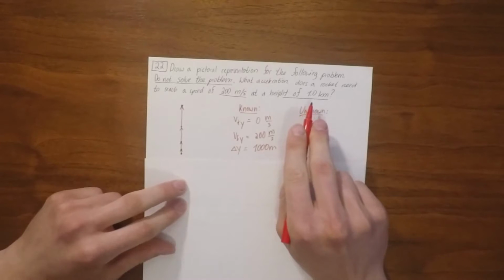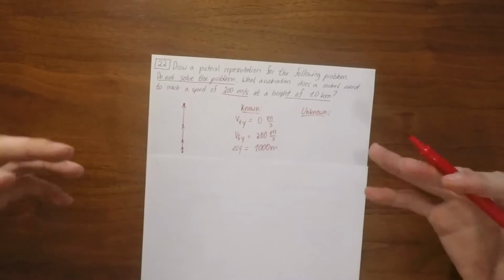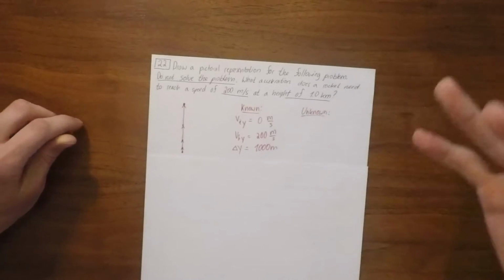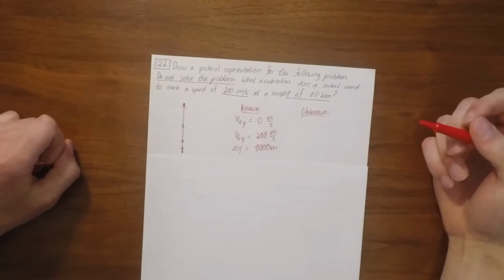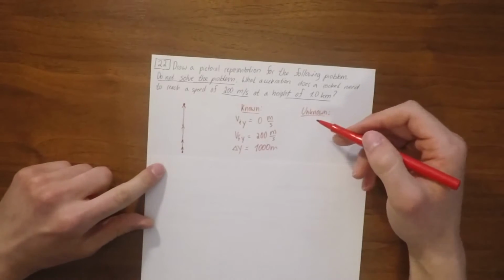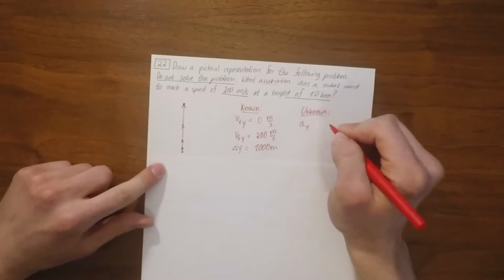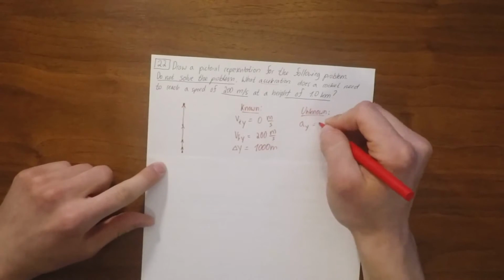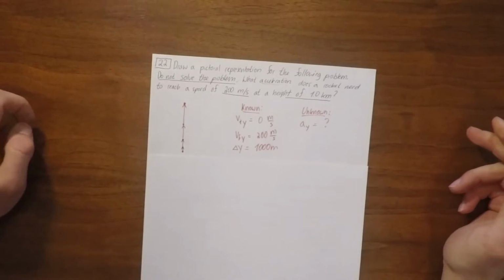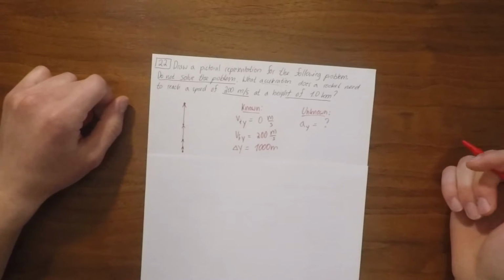It lists 1 kilometer, but what I like to do for all my knowns is to keep them in SI units. And we will do plenty of practice with that. So delta y is 1,000 meters. The unknowns. Well, we are asked for the acceleration. The acceleration is in the y direction, and we simply don't know it yet. We don't need to solve the problem, and this is how we would set it up.